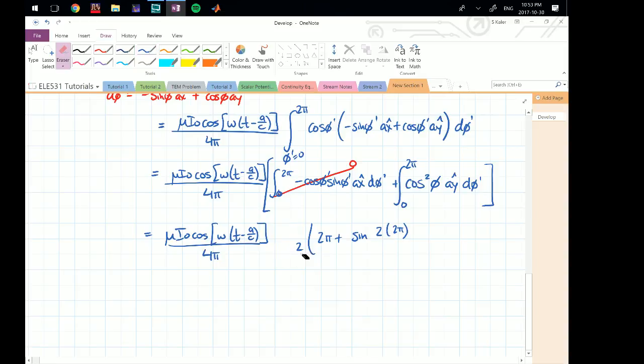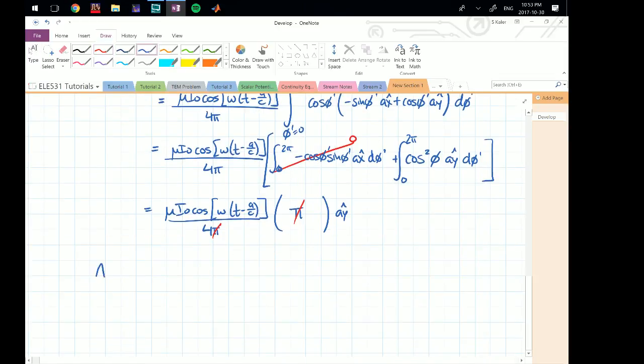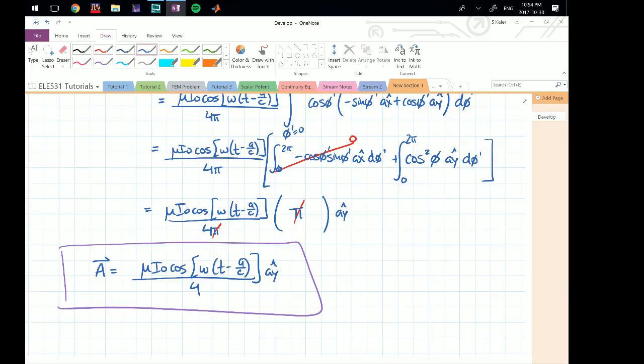Well, instead of writing all of that, let's just keep it simple. The whole thing, and you might think this is awfully anticlimactic after all that, really just turns into pi. So these pi's cancel, and what I'm left with is A equals mu I0 cos(omega t minus a over c) in the a_y direction all over 4. So this is our vector potential.